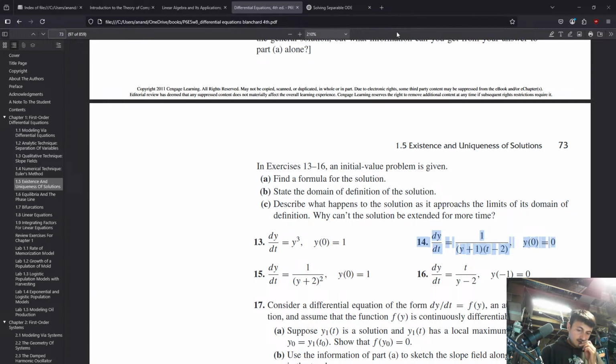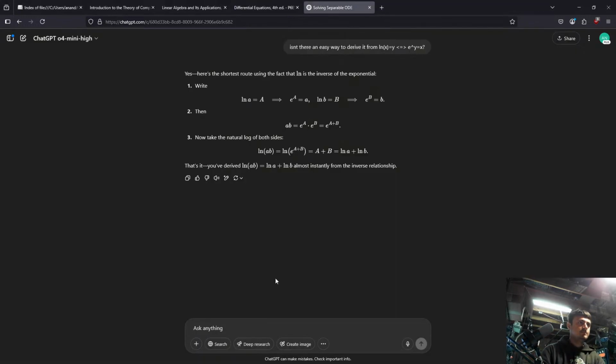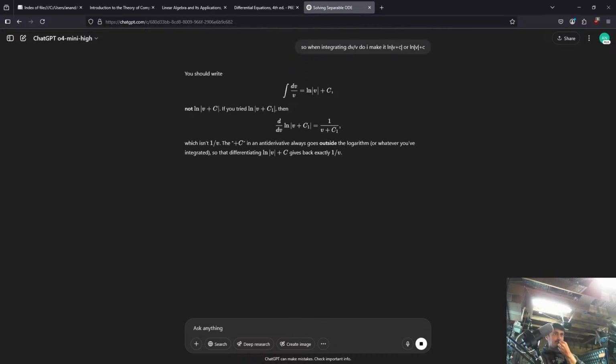Okay, okay. Good. So, okay, so we're gonna get y squared over 2 minus y is equal to ln t minus 2 plus c.